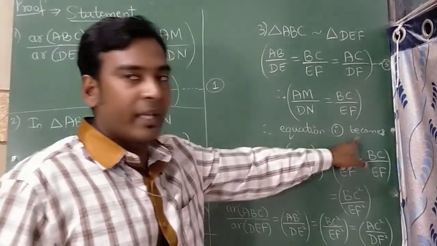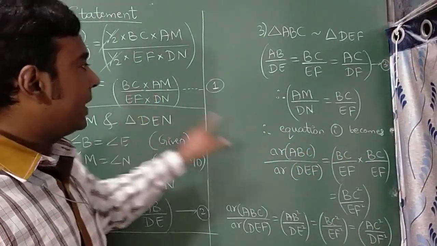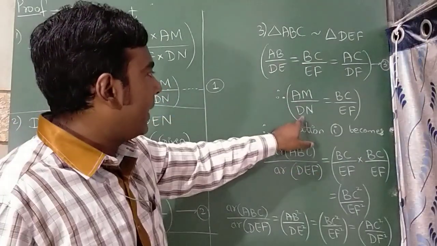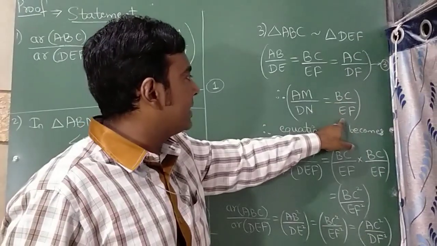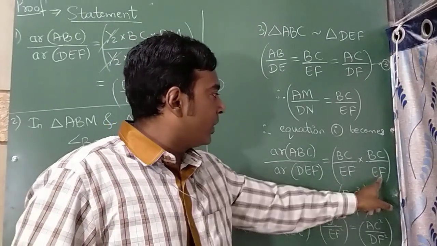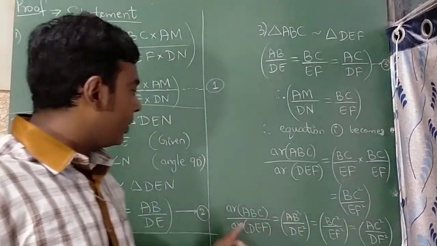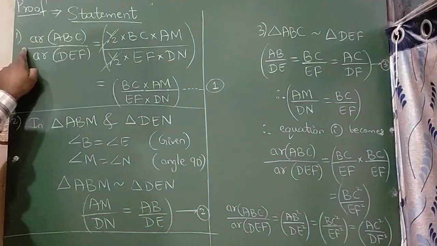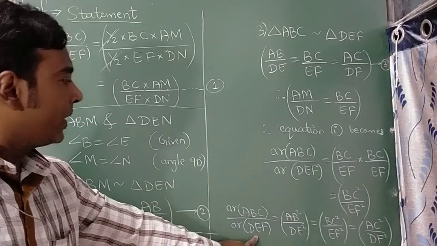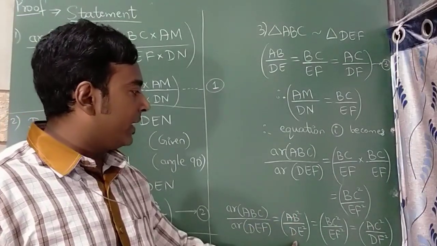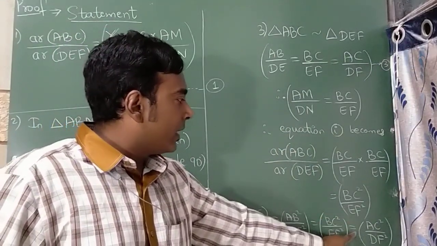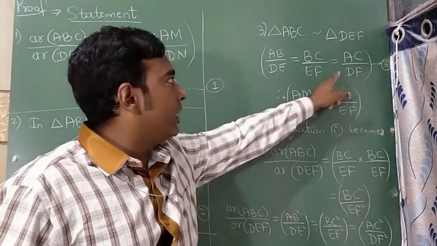Therefore equation 1 becomes BC by EF as it is. Instead of AM by DN, I am going to substitute again BC by EF. So that is BC into BC, BC square, EF into EF, EF square. Therefore, area of triangle ABC divided by area of triangle DEF is equal to AB square upon DE square is equal to BC square upon EF square is equal to AC square upon DF square.